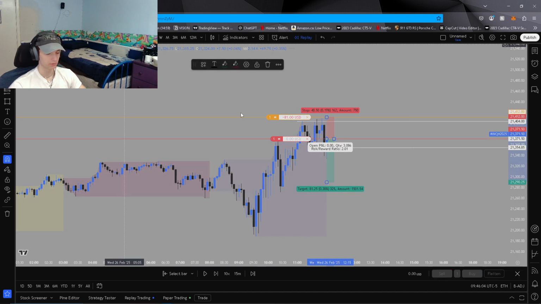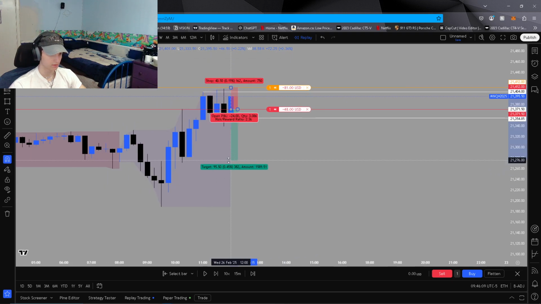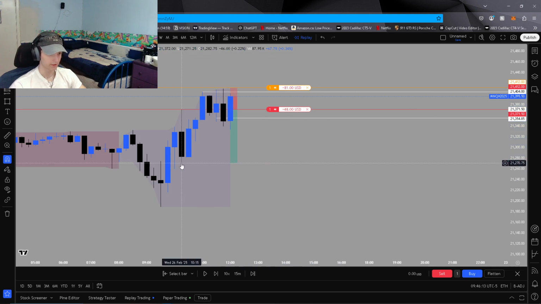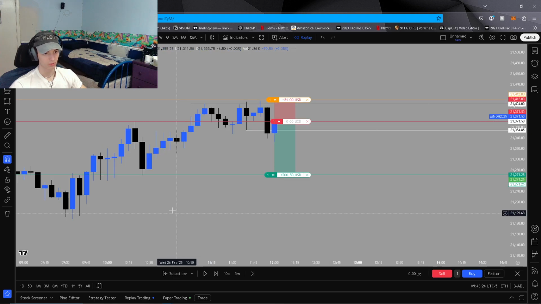Is there 15-minute lows near there? There is. I'd probably put my take profit right on this 15-minute low right here. So we'll drag this down. Bam. That's a really nice risk to reward ratio.